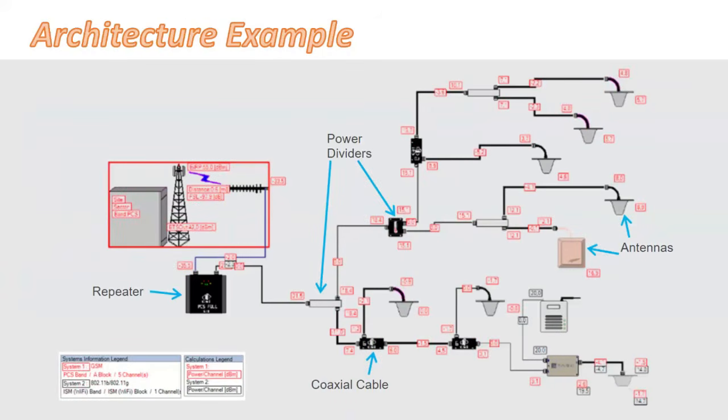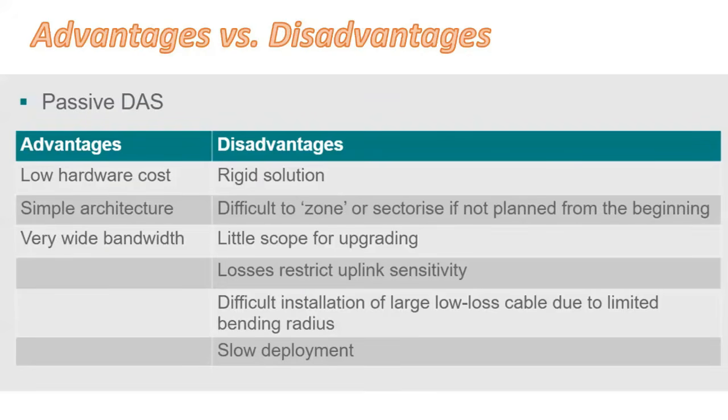So you can see here that we are only using coaxial cables, splitters, and attenuators to interconnect our antennas. So in passive DAS, we should try our best to have uniform equal power at each antenna, right? So we can take the help of couplers and splitters so that we can have approximately equal power at each antenna. So these are the advantages and disadvantages of passive DAS.